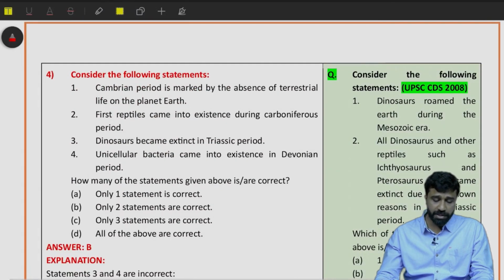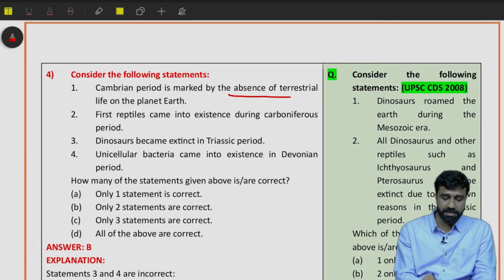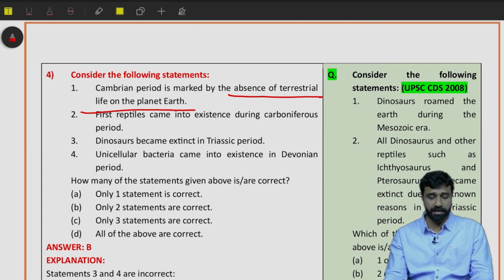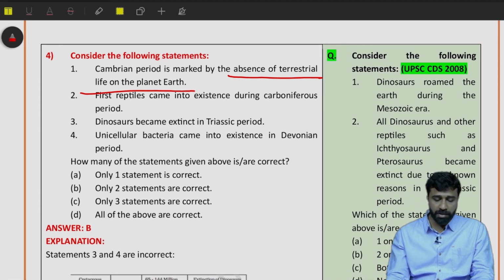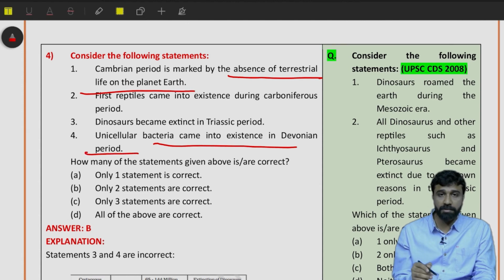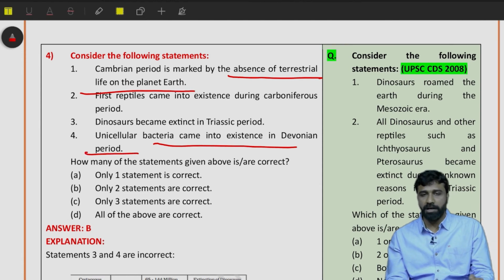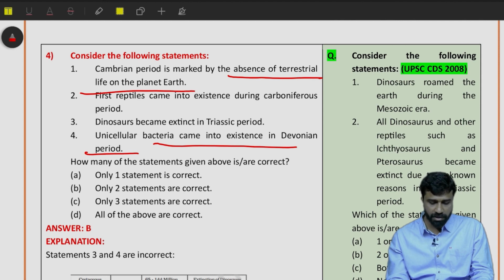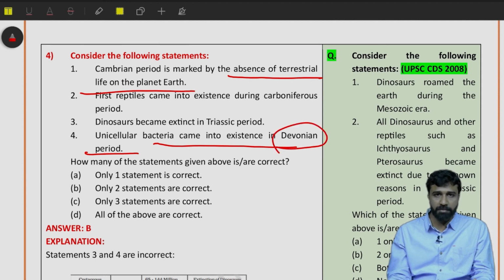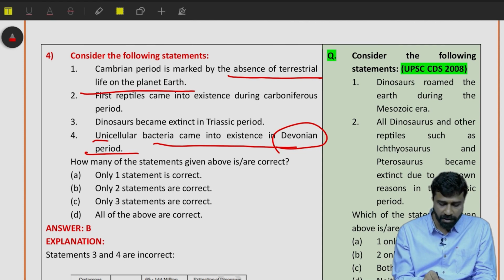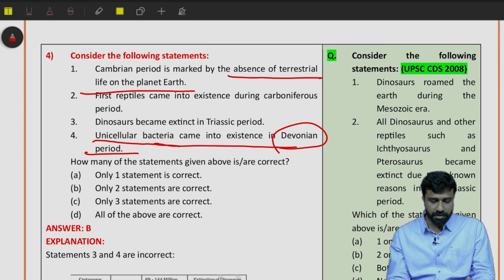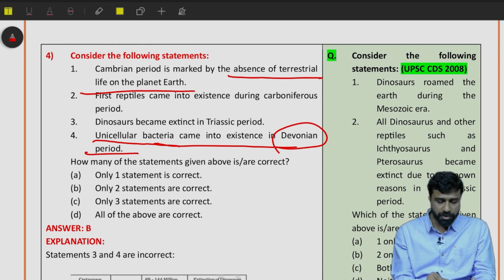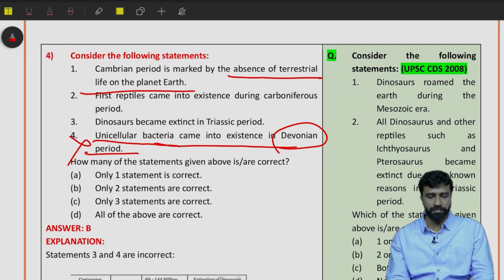Coming to the fourth question, the Cambrian period is marked by absence of terrestrial life on the planet Earth. This is fine, but unicellular bacteria are found in pre-Cambrian time, or most of the scientists are telling that before the Devonian period, you might have found unicellular bacteria, that is blue-green algae, or other components. So there is a possibility of making this fourth statement incorrect.